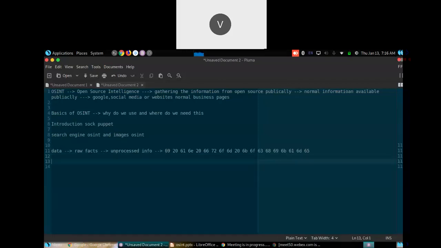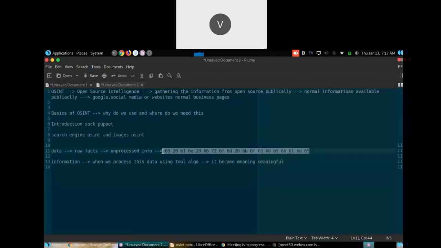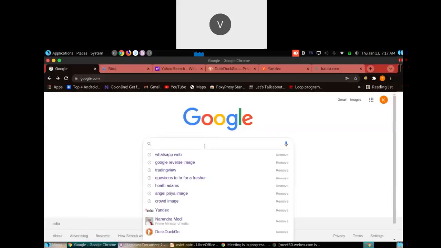So what is information? When we process this data using any sort of tool or algorithm, and it becomes meaningful, then it is known as information. This is a combination of numeric digits and characters. According to my experience, it's some sort of hexadecimal, written in hex.